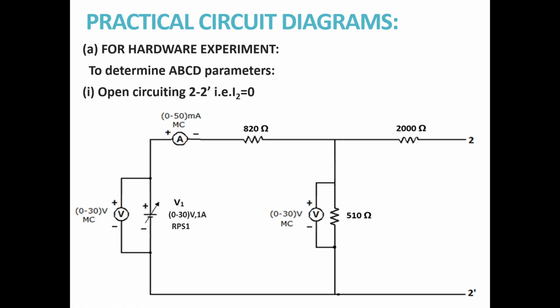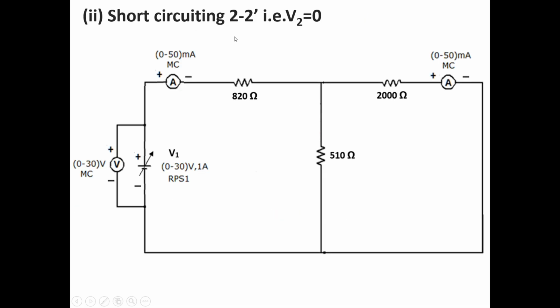That is this one, short circuiting 2 dash, that is V2 equal to 0. Here V2 equal to 0. We have connected a voltage source V1 across port 1 dash, whose range is 0 to 30 volts, 1 ampere. That is our regulated power supply 1, and across it we have connected a voltmeter of 0 to 30 volts, moving coil type.